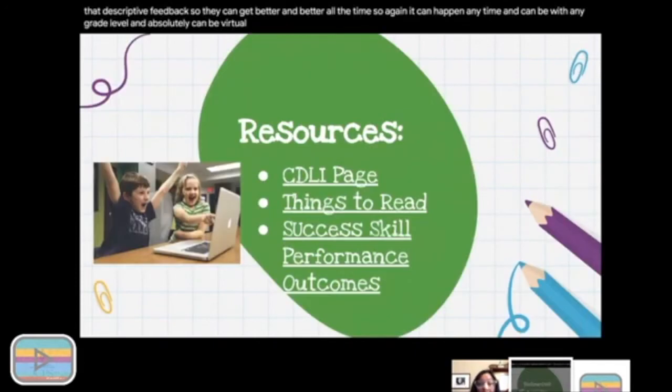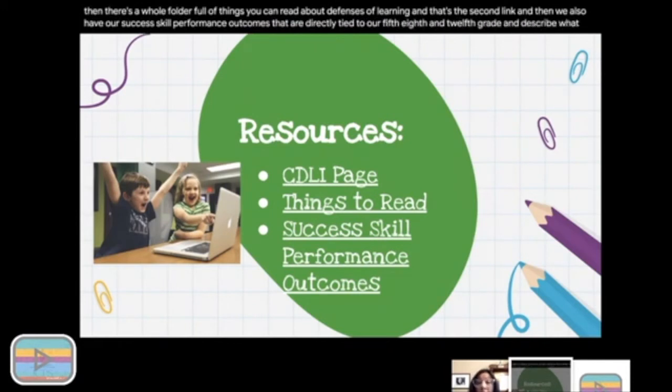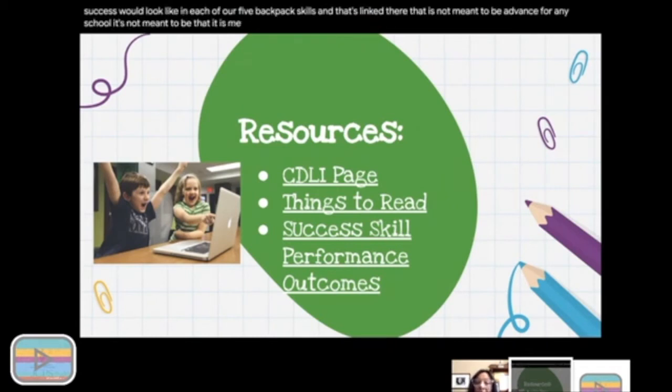All right, lots of resources again on our CDLI page, which is that first link there. And then there's a whole folder full of things you can read about defenses of learning, and that's the second link. And then we also have our success skill performance outcomes that are directly tied to our 5th, 8th, and 12th grade and describe what success would look like in each of our 5 backpack skills. And that's linked there. That is not meant to be the rubric for a defense for any school. It's not meant to be that. It is meant to be a guide for teachers of all grade levels to use as they're designing performance assessments in their class to help kids grow to that level.